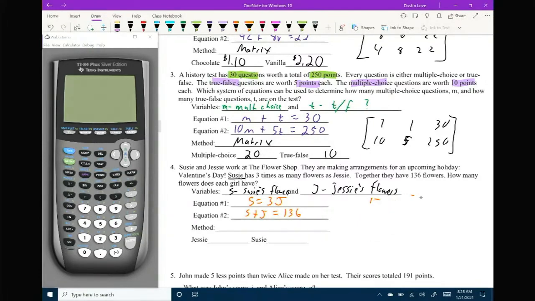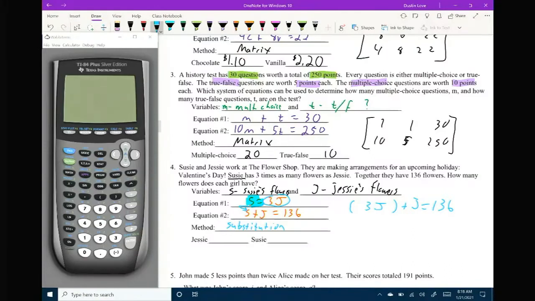Now, this is our first one that is not matrices. I'm going to erase this so that I can have room to write here. On this one, however, I've got one variable that is isolated, which means that is a perfect substitution problem. So I'm going to take the 3J and substitute it in here for S. I'm going to replace the S with parentheses, plus J equals 136. Inside the parentheses where the S was, I'm going to put a 3J.